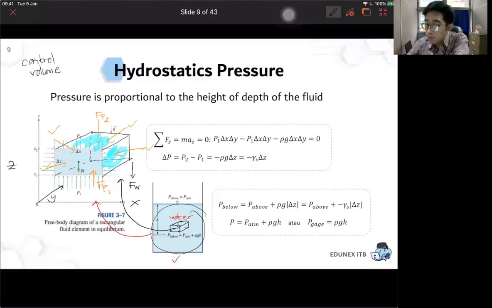From the top, there will be a force caused by pressure 2, P2, you can see, this is P2. And from the bottom, the upward force is caused by P1. The directions are reversed. Reversed means in the opposite direction.